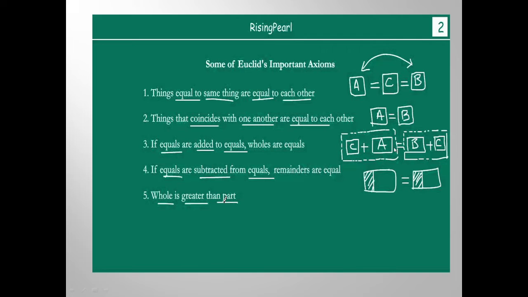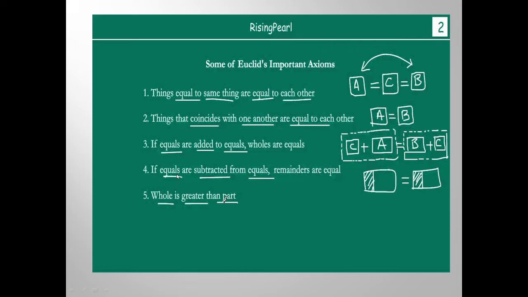Here you see I am taking two values A and B, both are equal. I am adding some element C to both sides, this side and this side. Then whatever I get is going to be equal. So this one and this box are going to be equal because A and B are equal and I am adding equals to them. Whatever result I get, they are going to be equal.